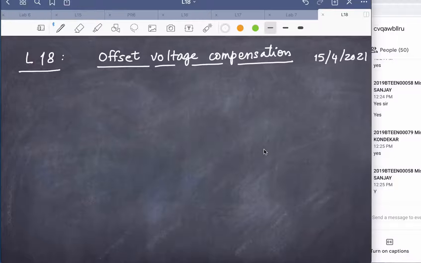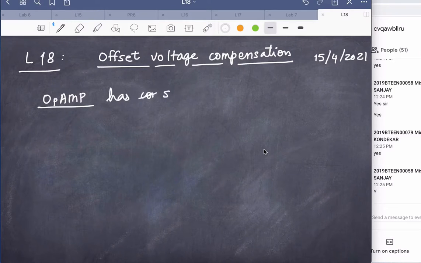Right. So welcome to this session related with offset voltage compensation. So we'll start with the background. We know that the practical op amp has some limitations, and one of them is input offset voltage.